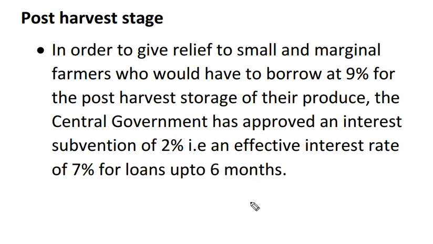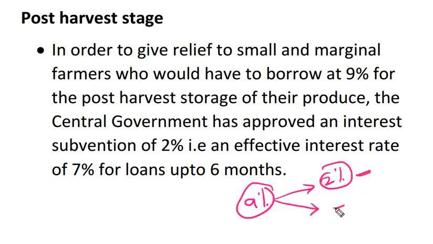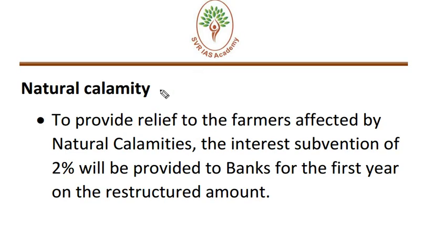Farmers may borrow money to store their agriculture produce. Normal interest rate is 9%. So for post-harvest storage, the government gives a 2% interest subsidy, so that farmers have to pay only 7% interest for 6 months. And what about interest subvention during natural calamity?